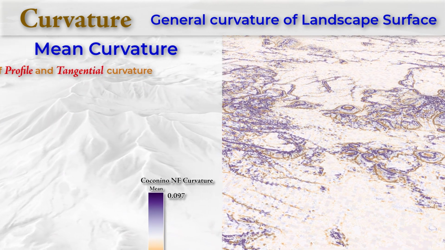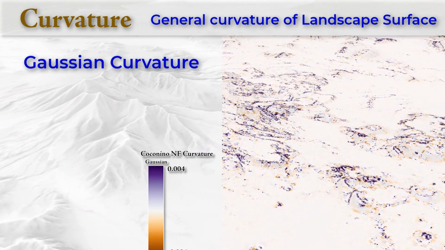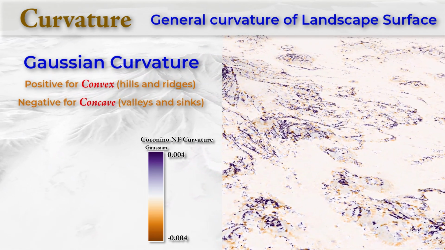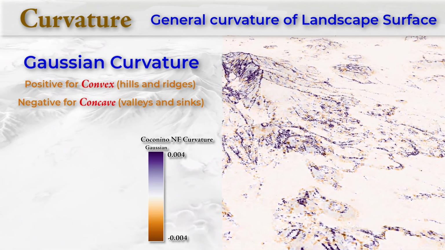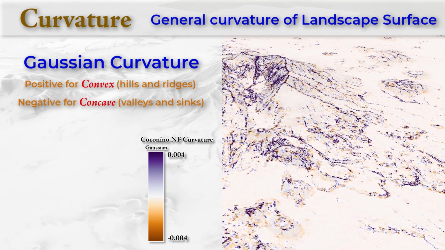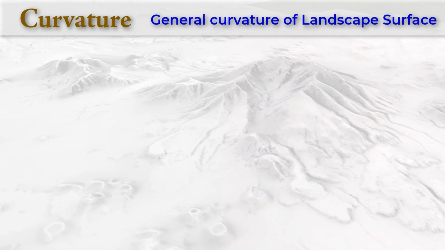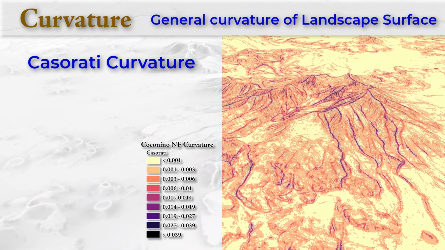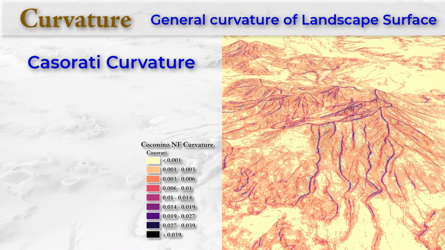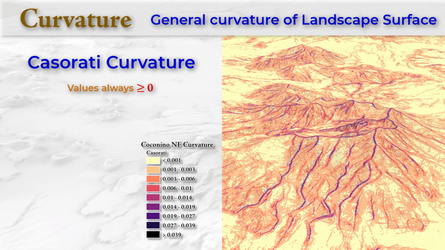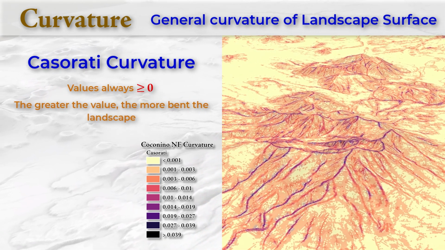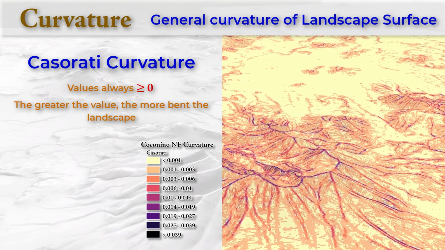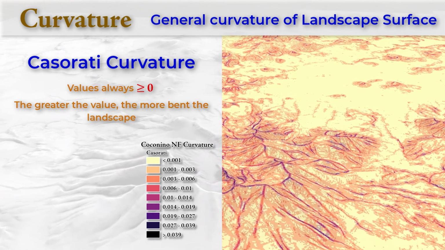Okay, now a similar measure is the Gaussian curvature, which can also be positive and negative, and which generally indicates how bent the landscape is. Positive values are convex, they indicate hills or ridges. Negative values are concave, and they indicate dips, valleys, sinkholes, or anywhere that the landscape bends inward. Now, if you're only interested in how bent the landscape is, and not whether it's convex or concave, then you might want to try the Casorati curvature. Casorati curvature values start at 0 when the landscape is not curving at all, and it increases as curvature increases. Another possibility, you could just take the absolute value of the Gaussian curvature. Both would kind of capture that concept of generally how bent it is.